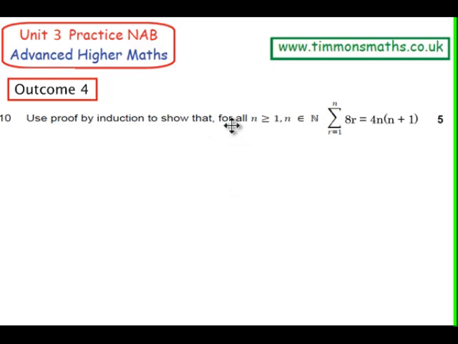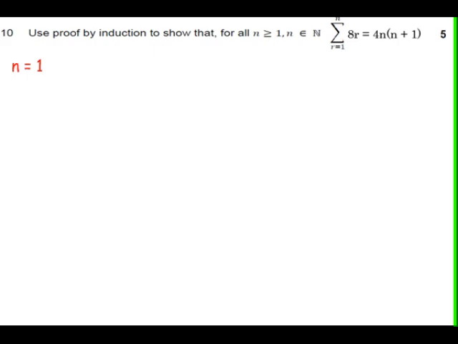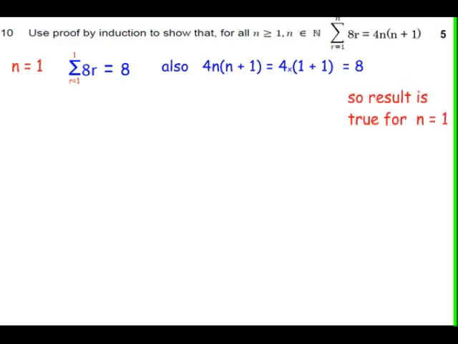To begin with, we try to show that this is true for n is equal to 1. Now, when n is equal to 1, on the left hand side, this is just the sum from r equals 1 to 1 of 8r, and that's just equal to 8, one single term. The right hand side, when n is equal to 1, 4n times n plus 1, that will be 4 times 1 times 1 plus 1, 4 times 2, which is 8 also. So the result is true for n equals 1.